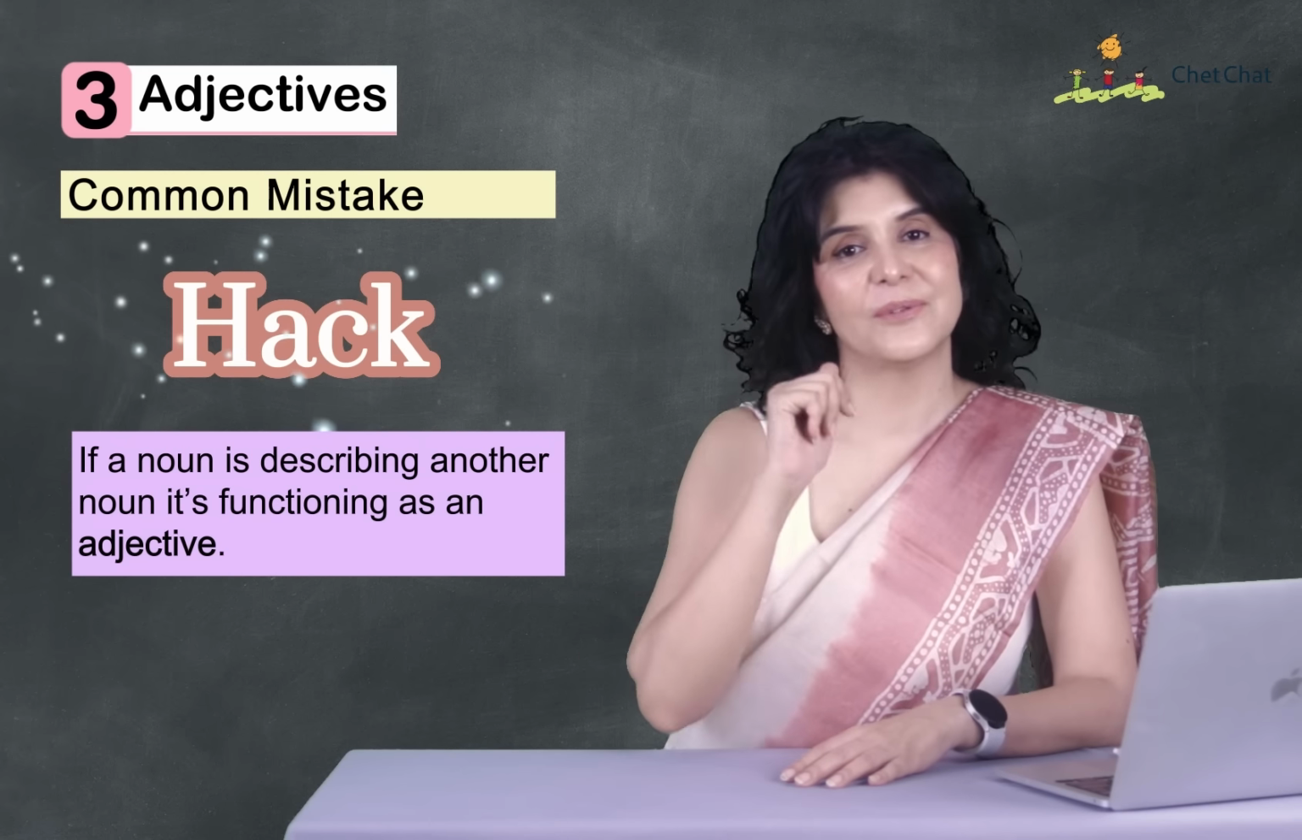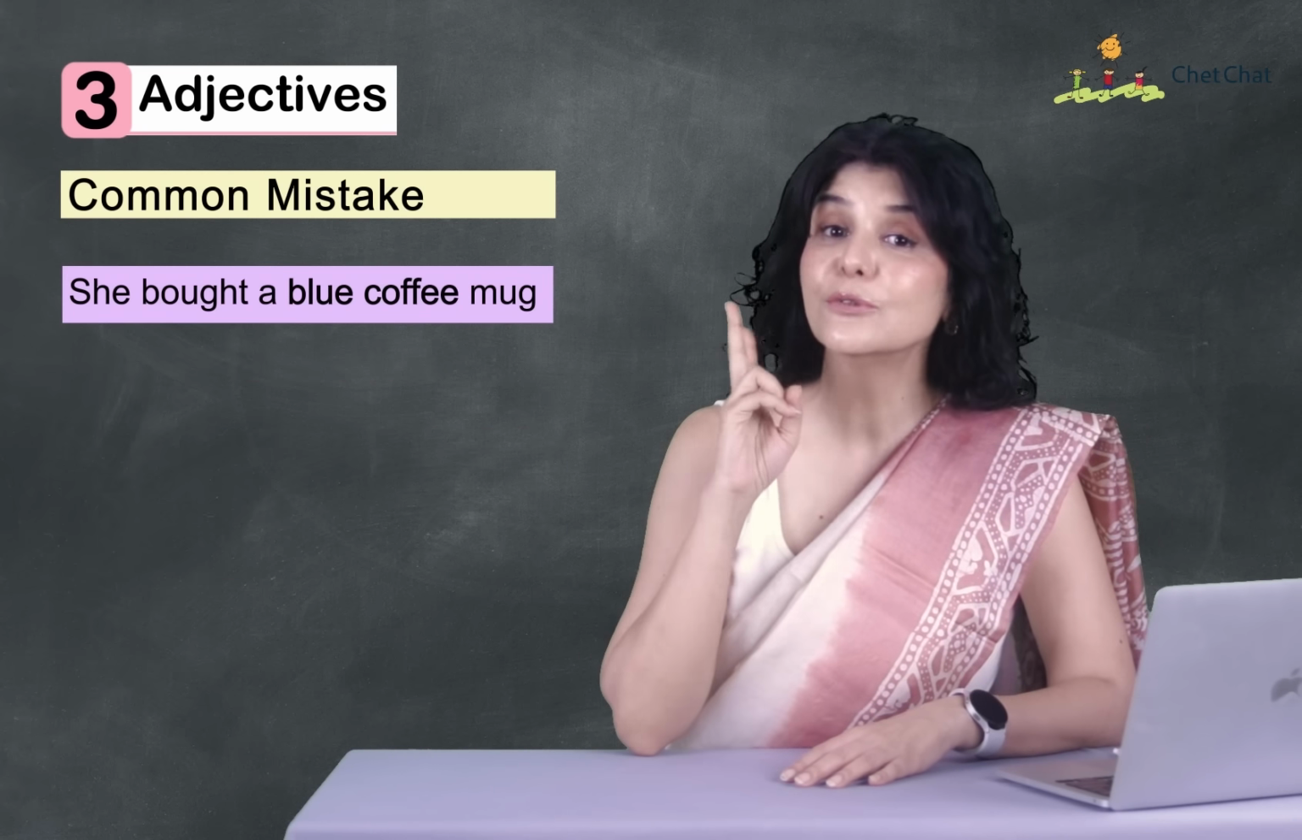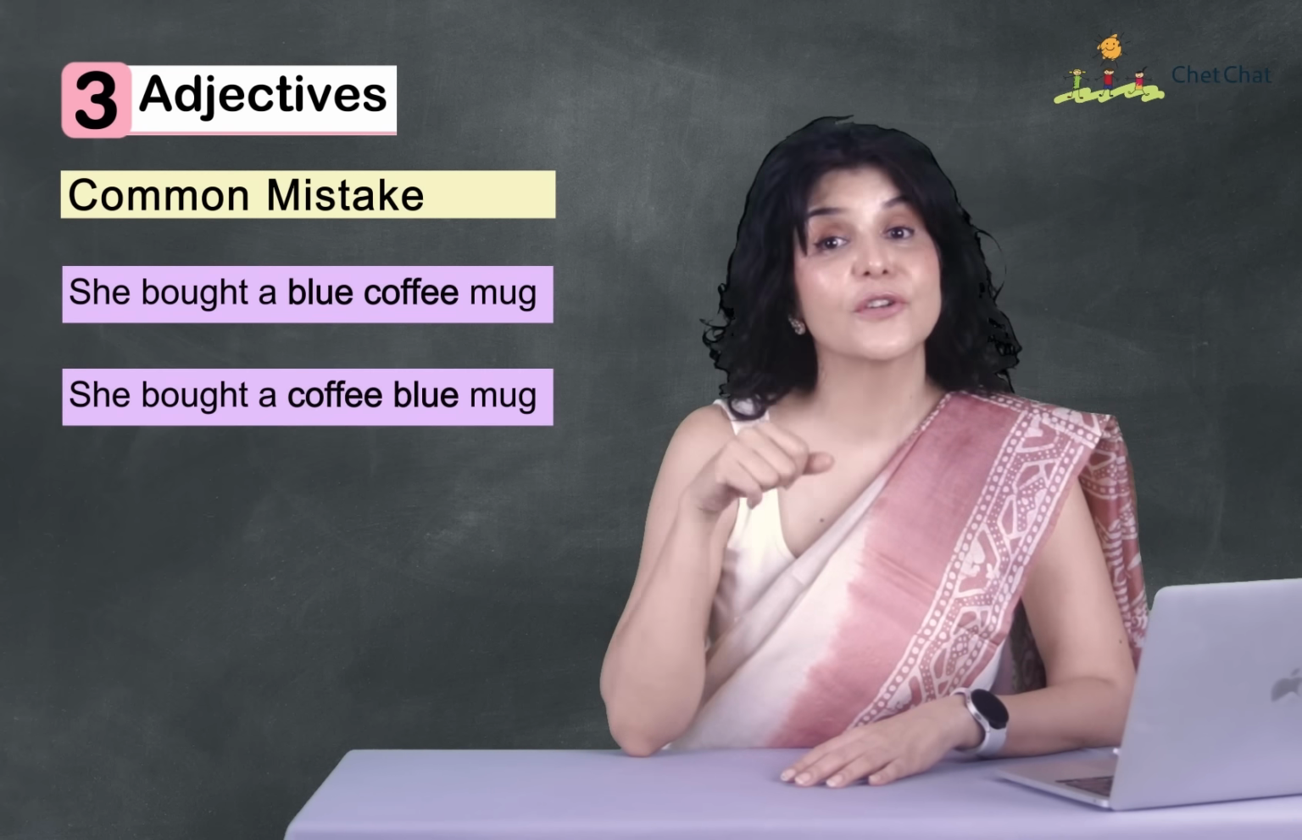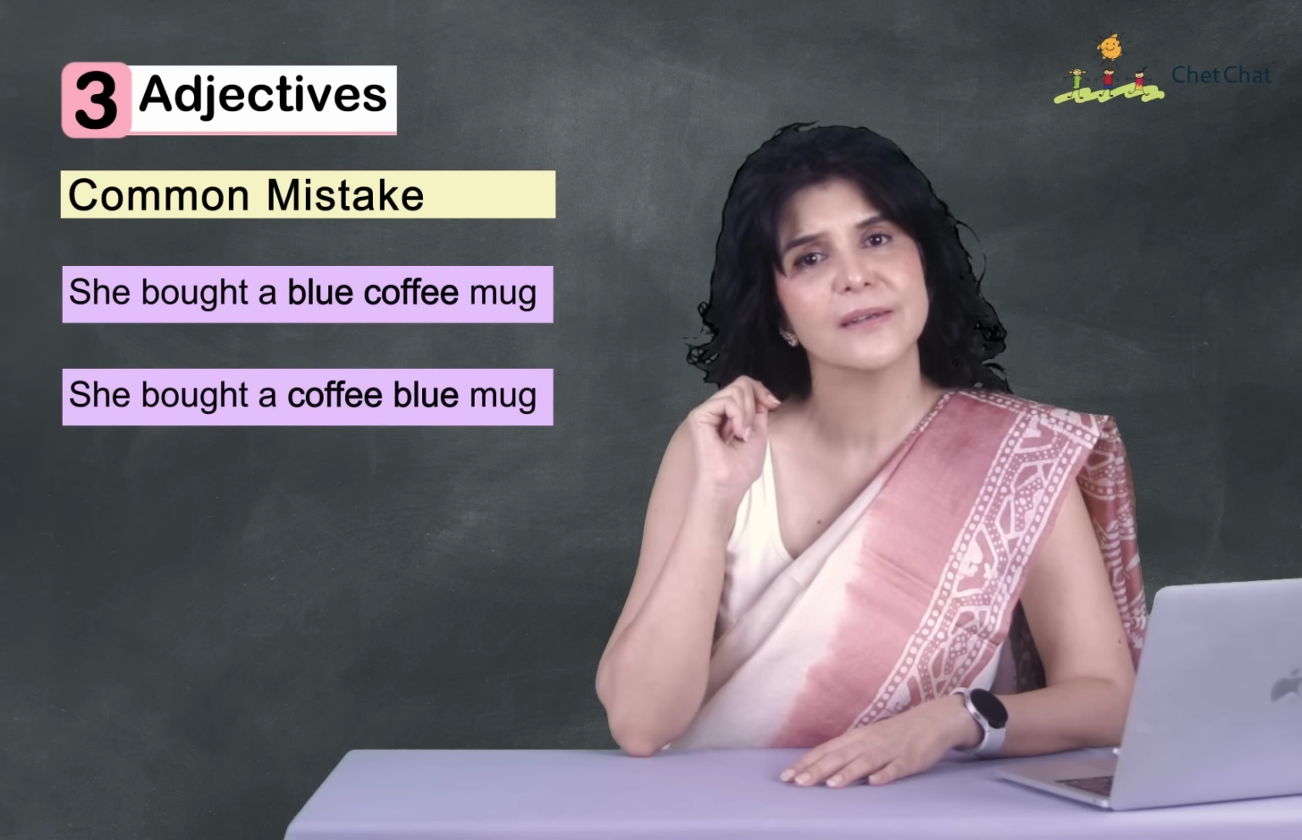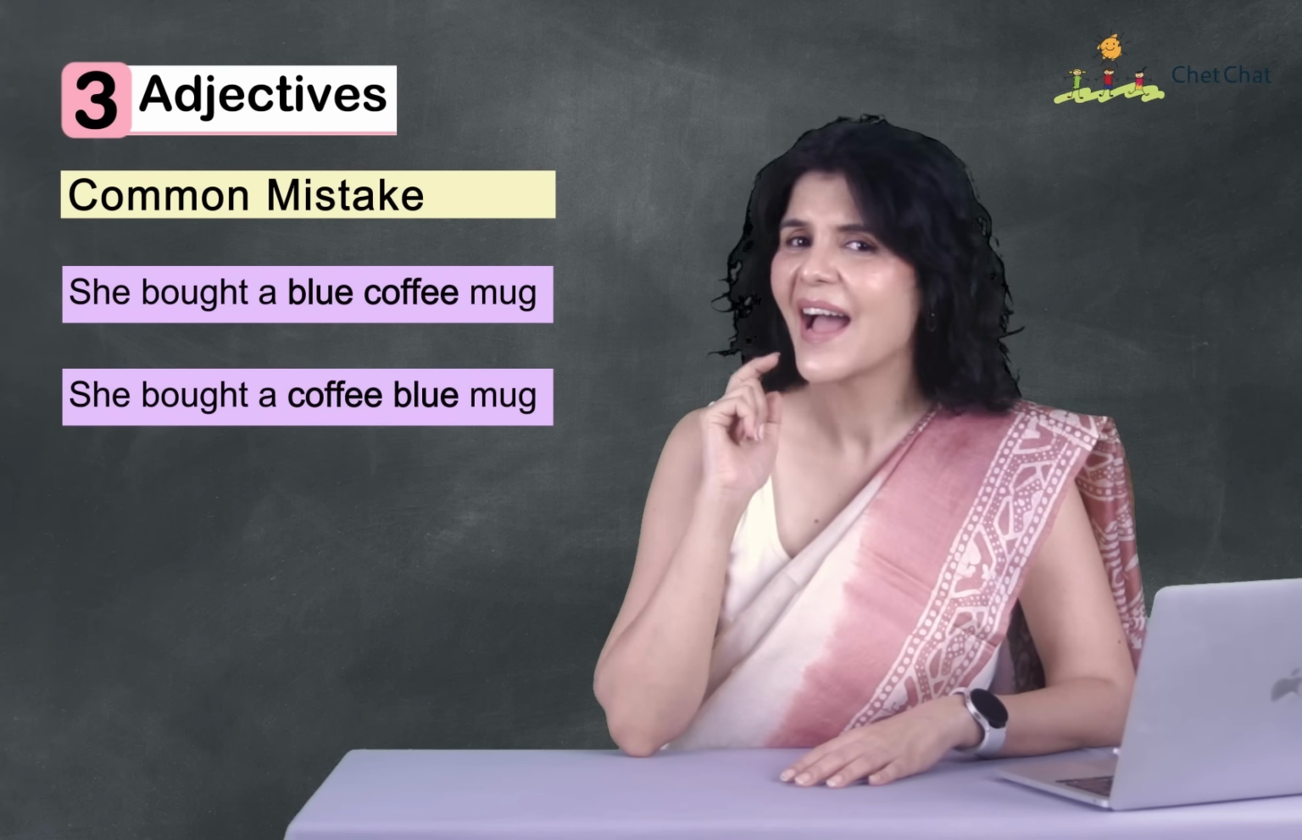Now look at these 2 sentences. She bought a blue coffee mug. She bought a coffee blue mug. Which one is correct and why?